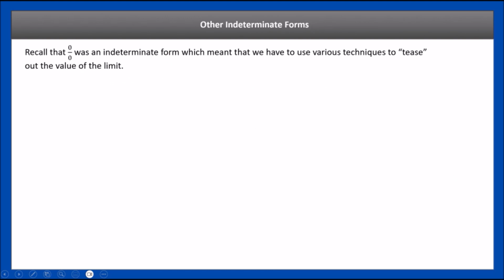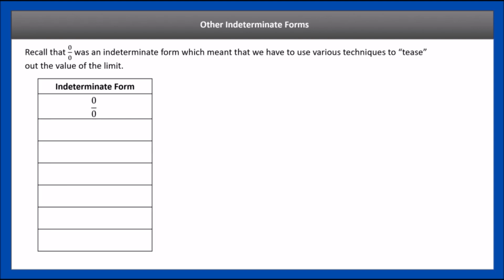All right, so now there are indeterminate forms that I want you to be aware of. So 0 over 0 was an indeterminate form that we noticed in one of the previous lessons. But there are other indeterminate forms. Remember that if you get an indeterminate form, that indicates that we might have to use a technique to tease out the value of the limit. I put that in quotes, because indeterminate means that we can't determine the value of that form. And so we have to use techniques to figure out what the value of the limit actually is.